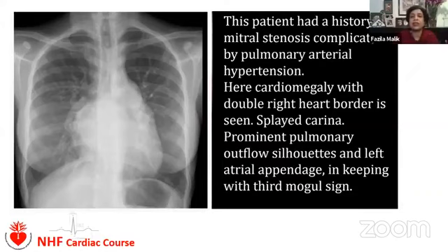Like in this patient with mitral stenosis who has also pulmonary hypertension, you have cardiomegaly here, the double right border, splayed carina, the prominent pulmonary outflow shields, and the left atrial appendage, which is prominent, and this is the third mogul sign. So when the left atrium becomes very prominent and bulges out, we call it the third mogul sign. And we need to remember also that cardiomegaly can also be seen in mitral stenosis.